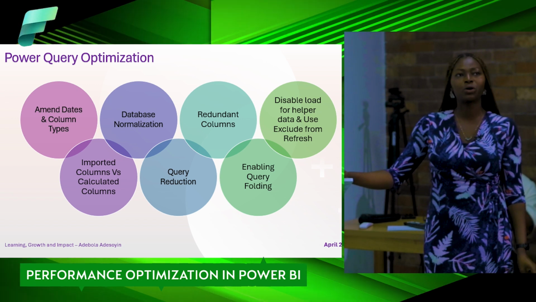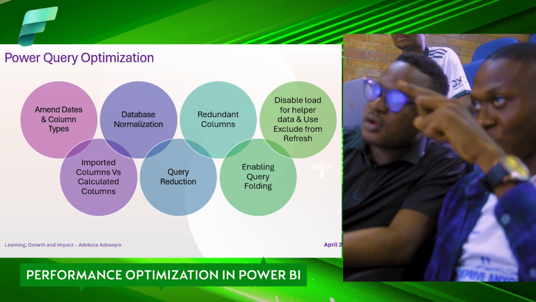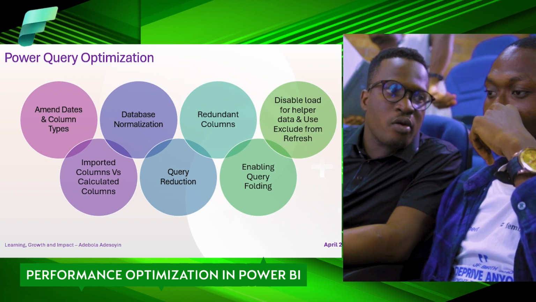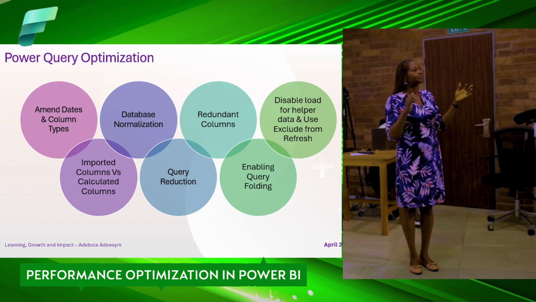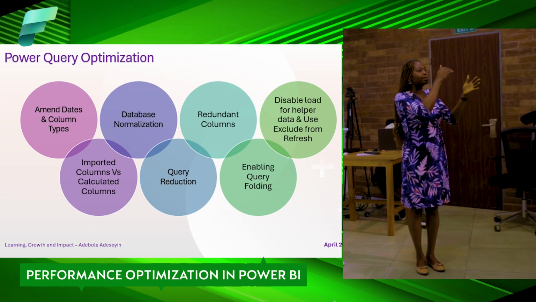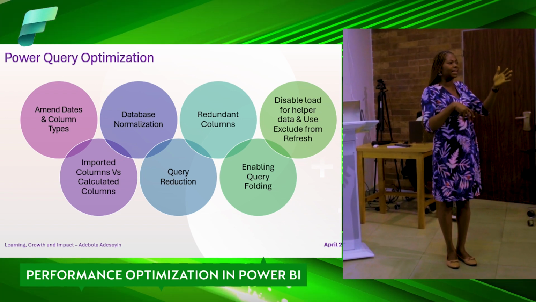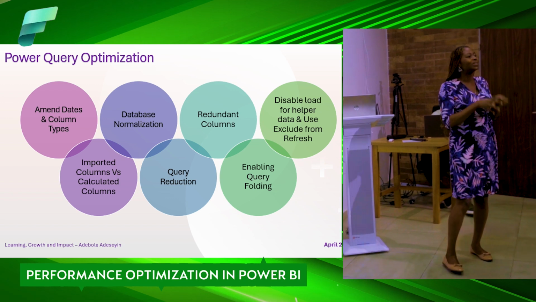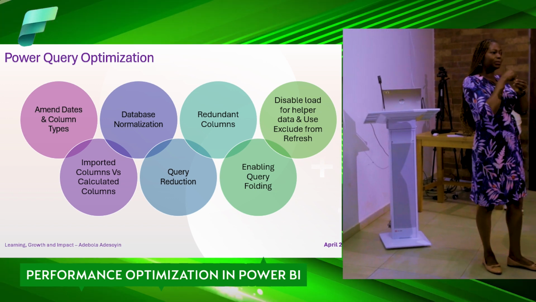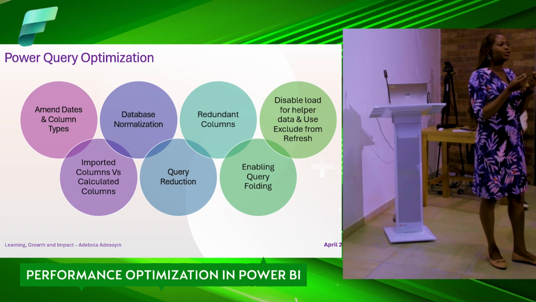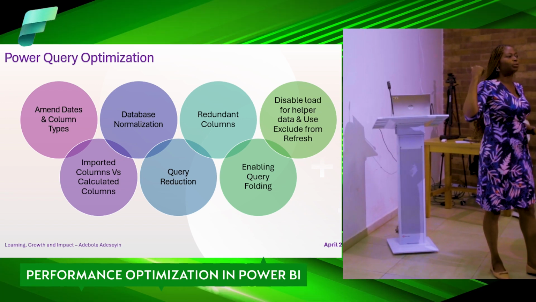Disable load. There is something we call helper tables, helper data, in Power Query. When you bring in a data set, and this data set is just loading a product table alone, or, let me say, only names of people, and you want to use that table to get something else, like joining it with another table to bring in something from that table, then if you do not need it in your report view, there is no need for us to load it to the report view.